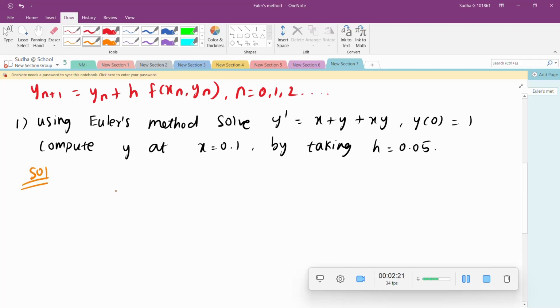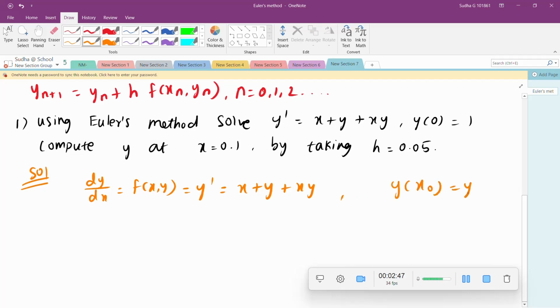So in this problem, using Euler's method, we need to find out y1, y2. Now let us see how to solve the problem. First, you should write the given function. So dy by dx equal to f of x comma y equal to y dash equal to x plus y plus xy. So boundary condition, general form, y of x naught equal to y naught. So y of 0 equal to 1.